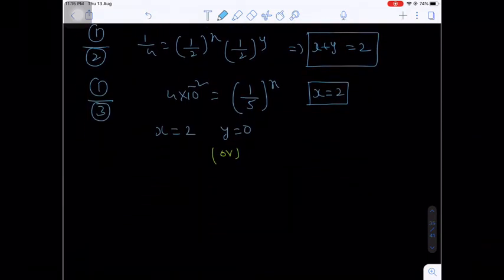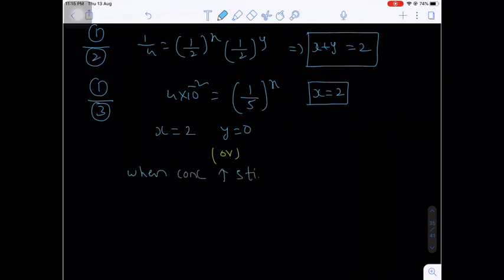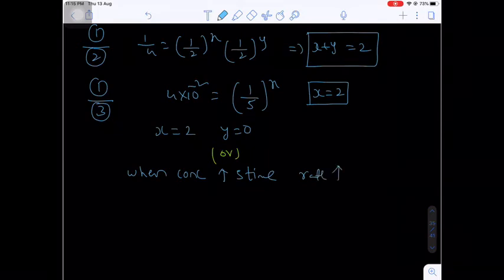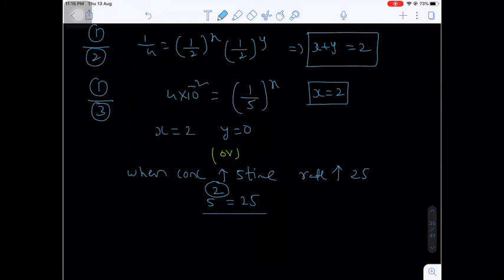That means when the concentration increases 5 times, the rate increases 25 times. Are you getting my point? Here, 5 to the power how much will be equal to 25? 5 to the power 2 will be equal to 25 only. That means this power corresponds to the order of the reaction. This is very important.